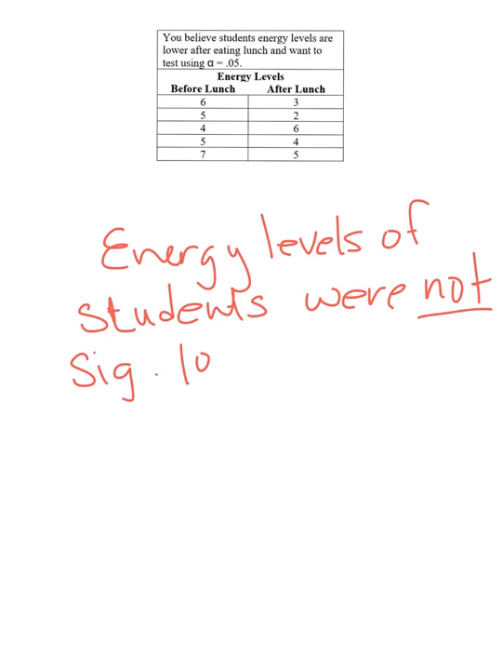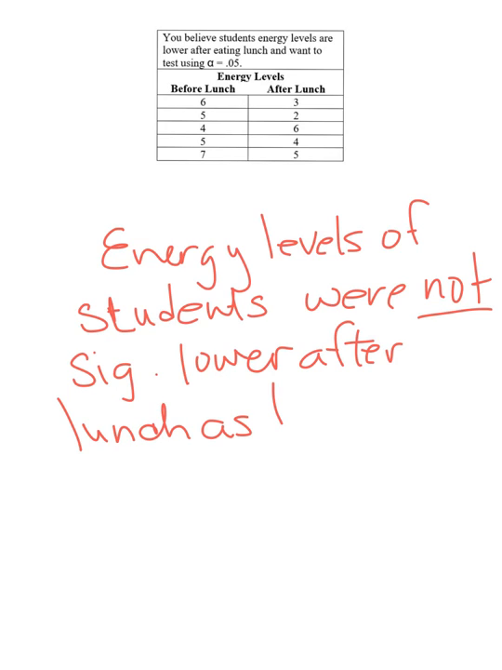significantly lower after lunch as T, and we're going to put our degrees of freedom. Remember, our degrees of freedom is the 5 minus 1, so 4 equals, and that's our T obtained. If we look back, negative 1.21. P is larger than 0.05.